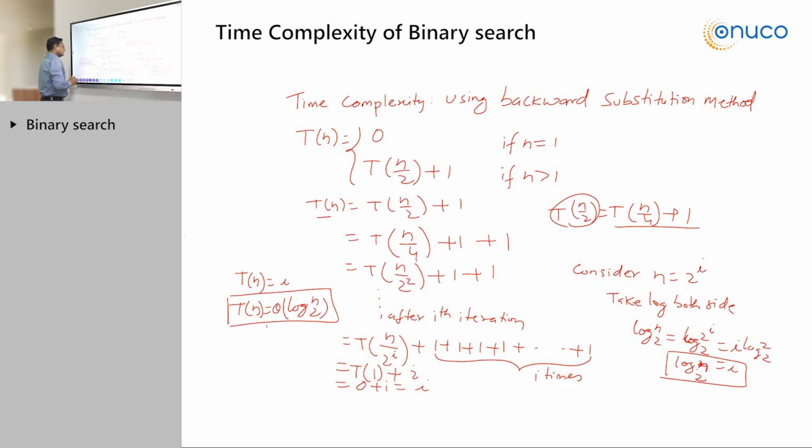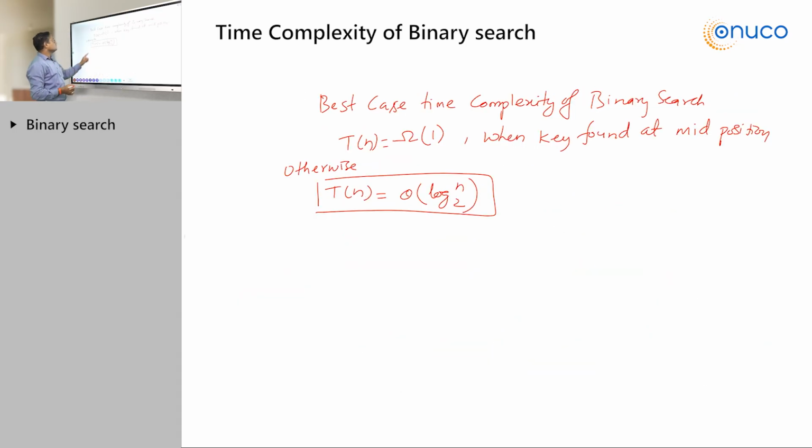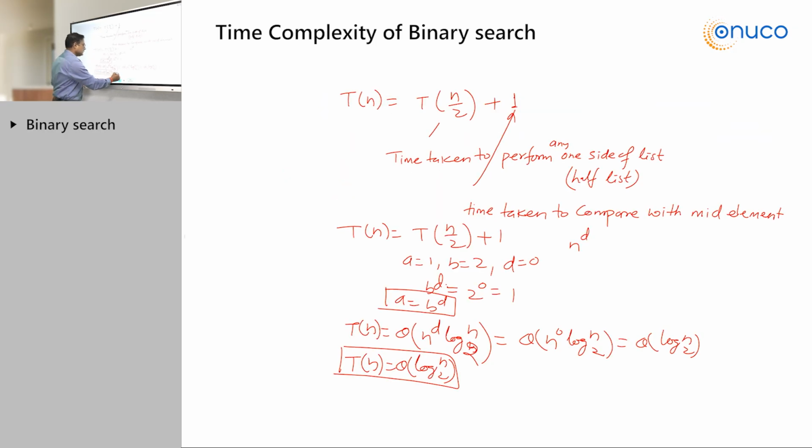So, this is the time complexity while applying the backward substitution rule, and we have done the time complexity using the master theorem as well. With the master theorem as well, we are getting log n base 2.